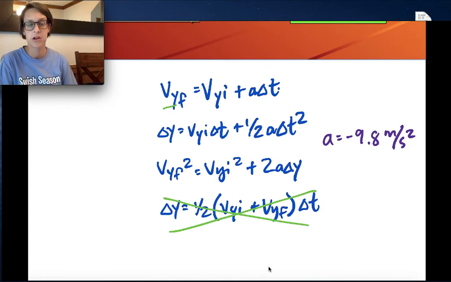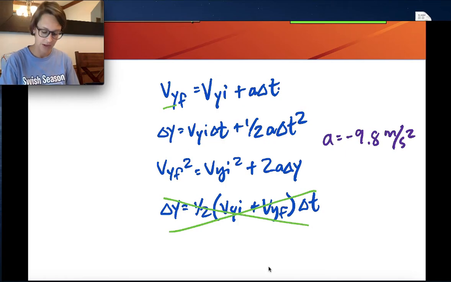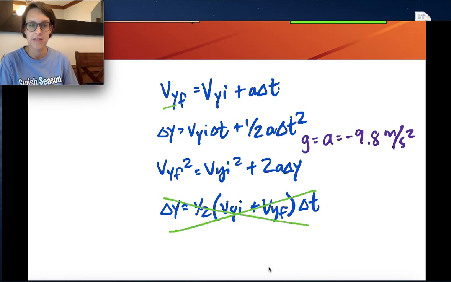If you have a problem where the object's on a different planet, then A will be something different. But the problem will either tell that to you or ask you to solve for it. Okay? Let me write that in. So G is equal to A, if that helps.